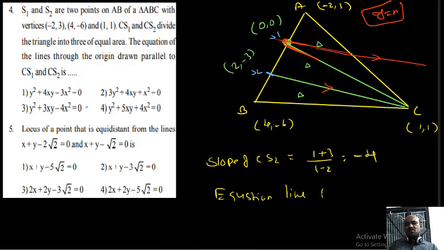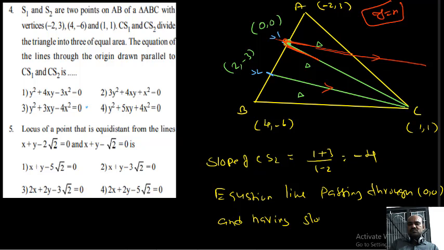Equation of the line passing through 0, 0 and having slope minus 4, because it is parallel to CS2 only, no? Directly I can say y equal to mx, y equal to minus 4x. This is another straight line.